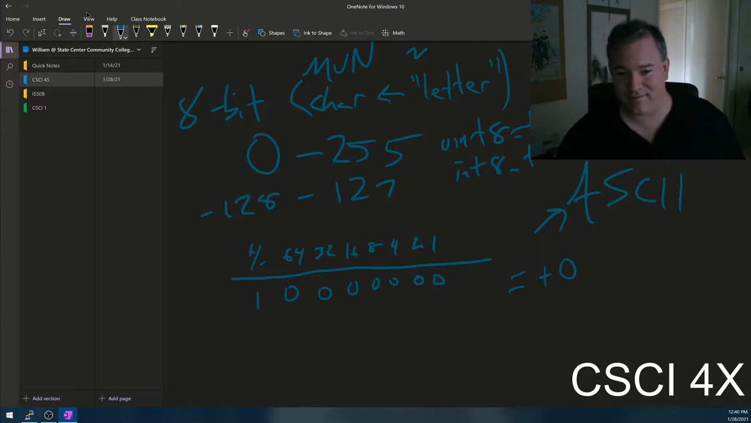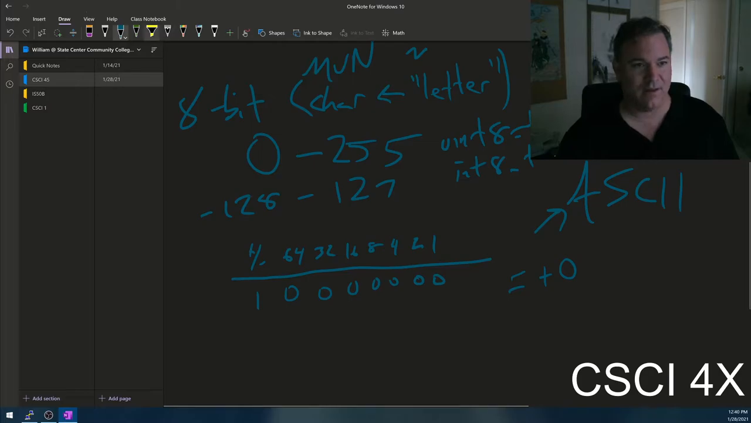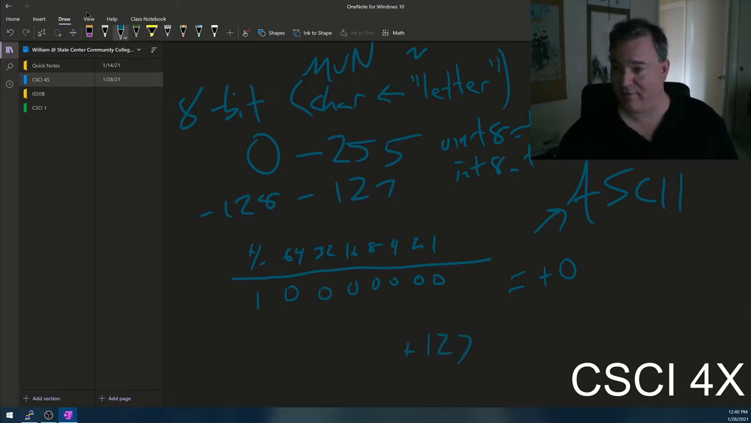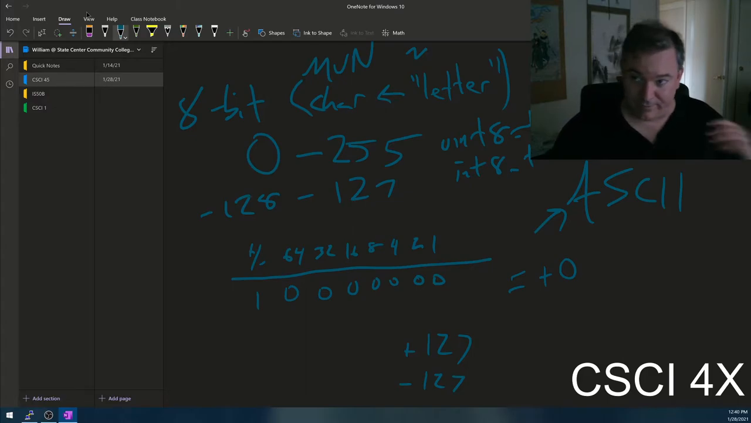In this system, the biggest number you can represent is positive 127, and the lowest number you can represent is negative 127, right? Whereas we want the full range, we want to be able to go from negative 128 to positive 127. So, how do we do that?